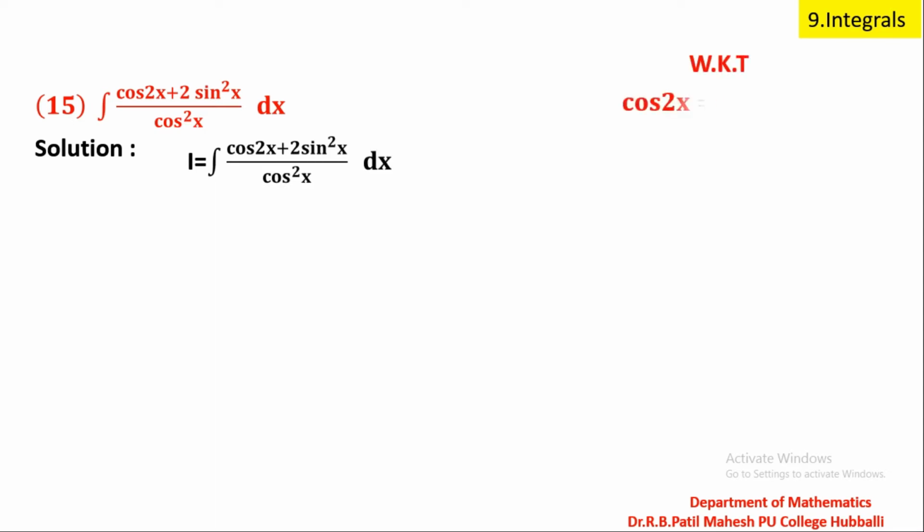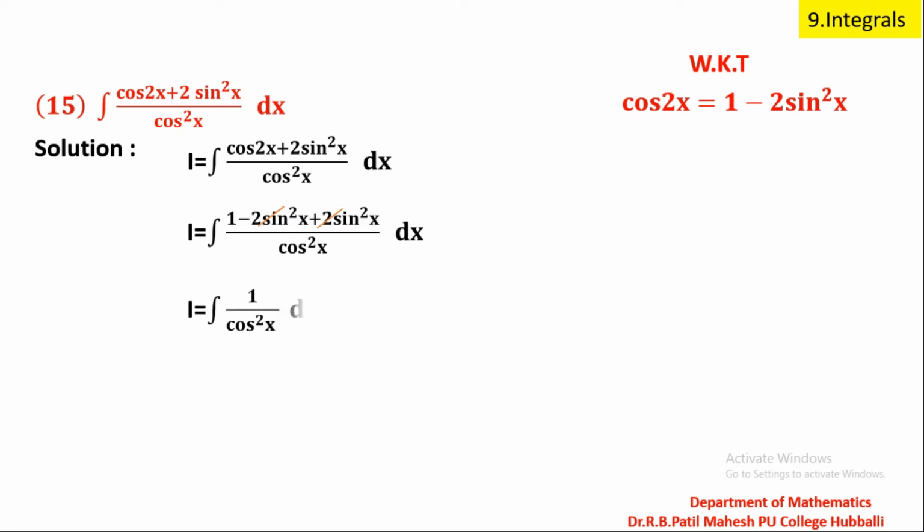Cos 2x formula is 1 minus 2 sin square x. Actually there are 4 formulas, the required one I am writing. So the numerator will be, after replacing cos 2x, 1 minus 2 sin square x plus 2 sin square x, and 2 sin square x and 2 sin square x get cancelled. The remaining is 1 upon cos square x. That 1 upon cos square x is nothing but secant square x.